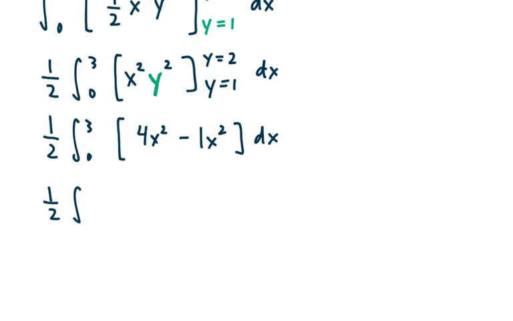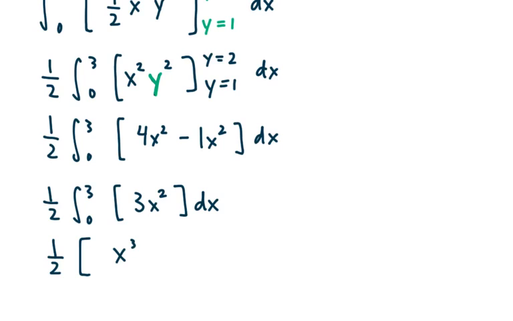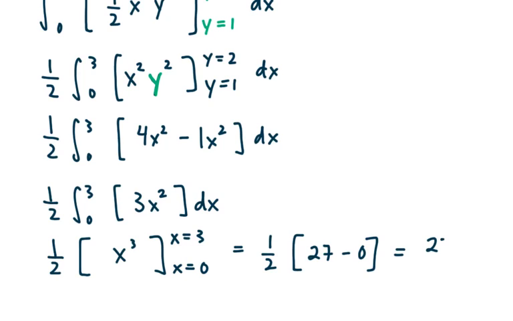So simplifying what I have in there, we have 3x squared dx. So now I'm going to integrate with respect to x. And the integral of this plus 1 is 3. Divided by the 3, we get x cubed. So I have 1/2 in front, end up with x cubed, and I need to evaluate from x equals 3 to x equals 0. Which is 1/2, 3 cubed is 27, minus 0 cubed is 0. Our final answer is 27 over 2.